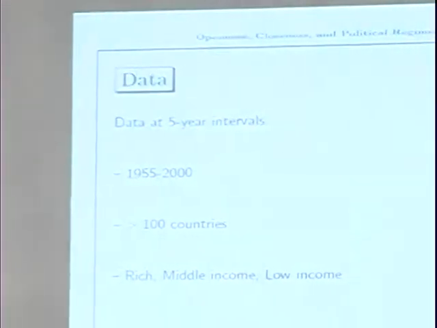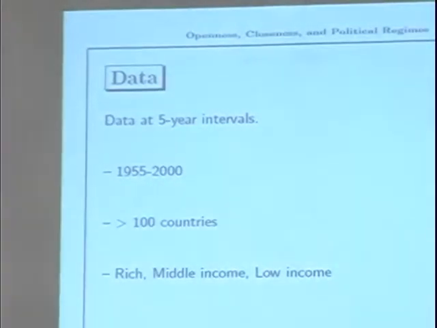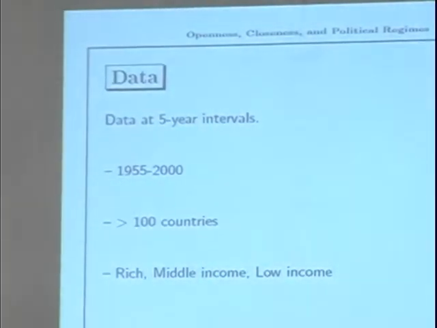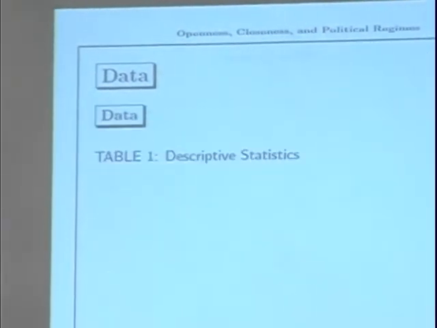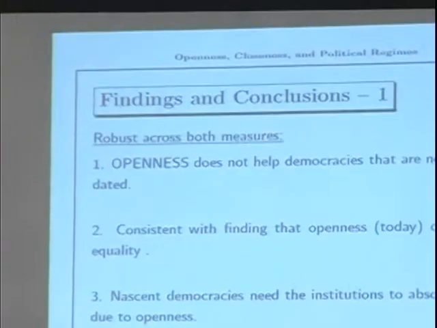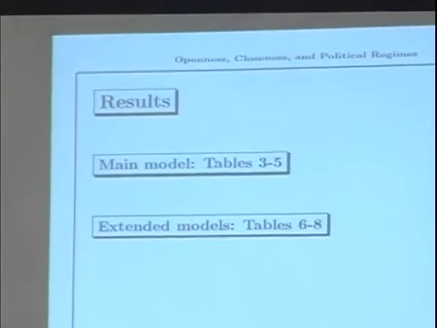So here's the data. The data are at 5-year intervals between 1955 and 2000. There are over 100 countries, rich, middle, and low-income countries, in the sample. We've dissected the data many ways, and the basic messages that we have are what you're about to see. So I want to start with some tables.